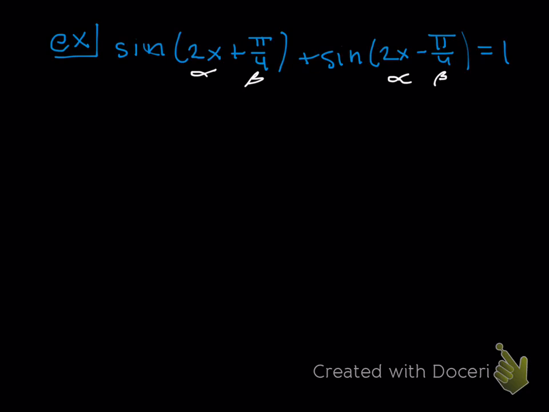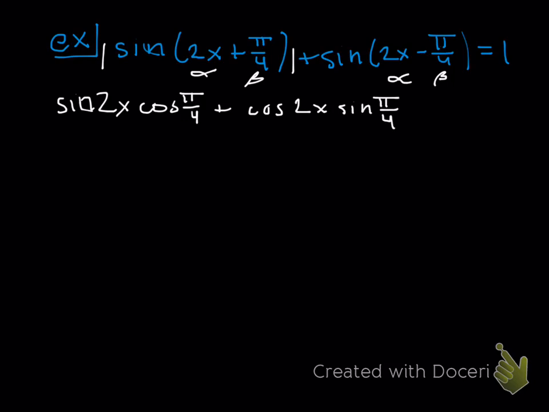So for the first one, I need to use this formula of sine of alpha plus beta. And the formula says sine of alpha, so I'd have sine of 2x. And then it says times cosine beta, so cosine of pi over 4, plus cosine alpha sine of beta. So both these terms just replace the first formula.